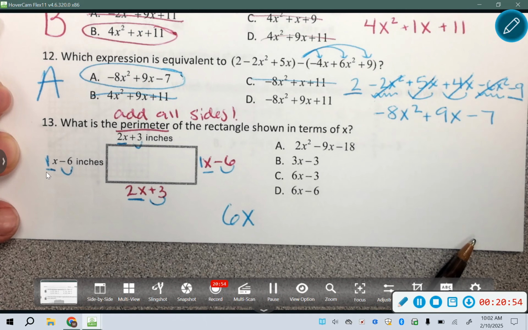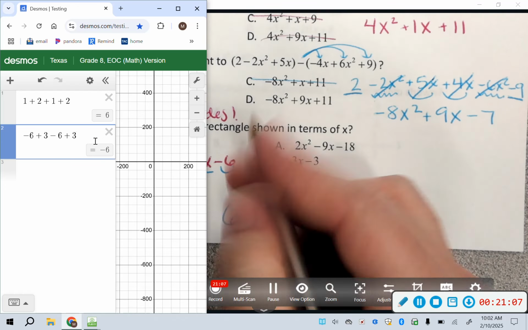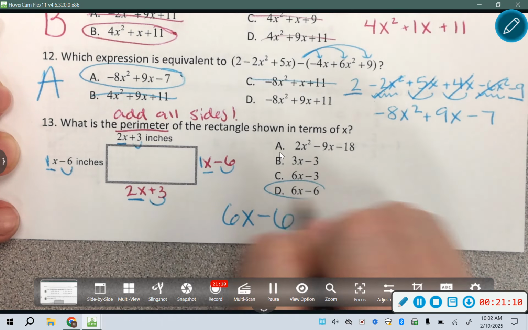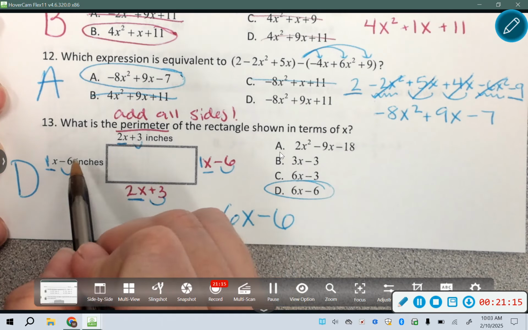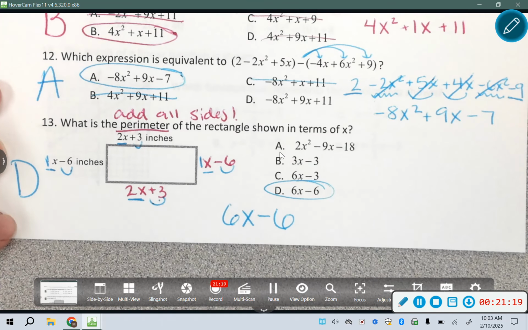So that was me adding my x's, and now I need to add my constants. So I have negative 6 plus 3 minus 6 plus 3, and I get negative 6. So my answer here is D. Again, you could type this in your calculator. You could type this plus this plus this plus this in one line, this in the second line, and it should match.